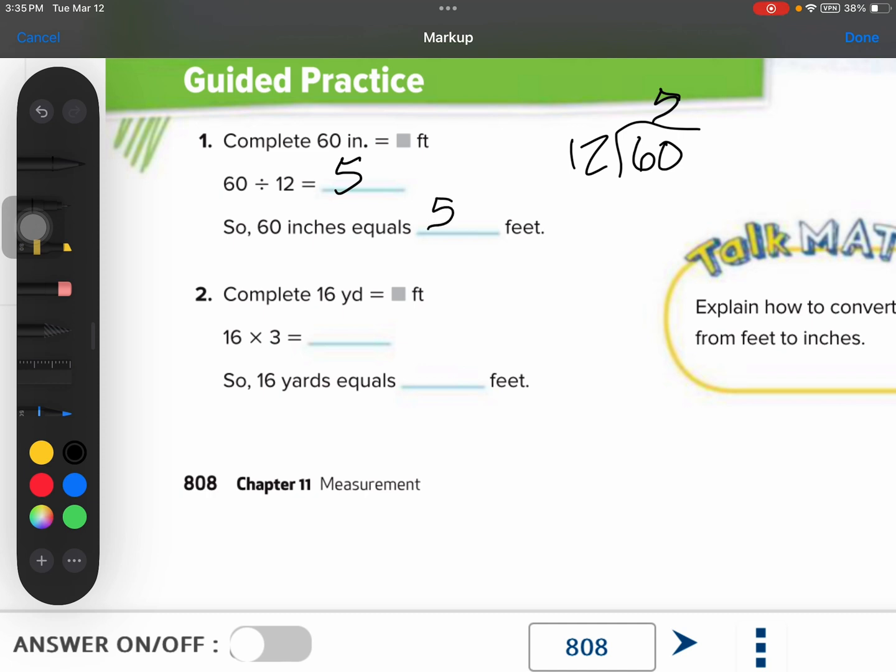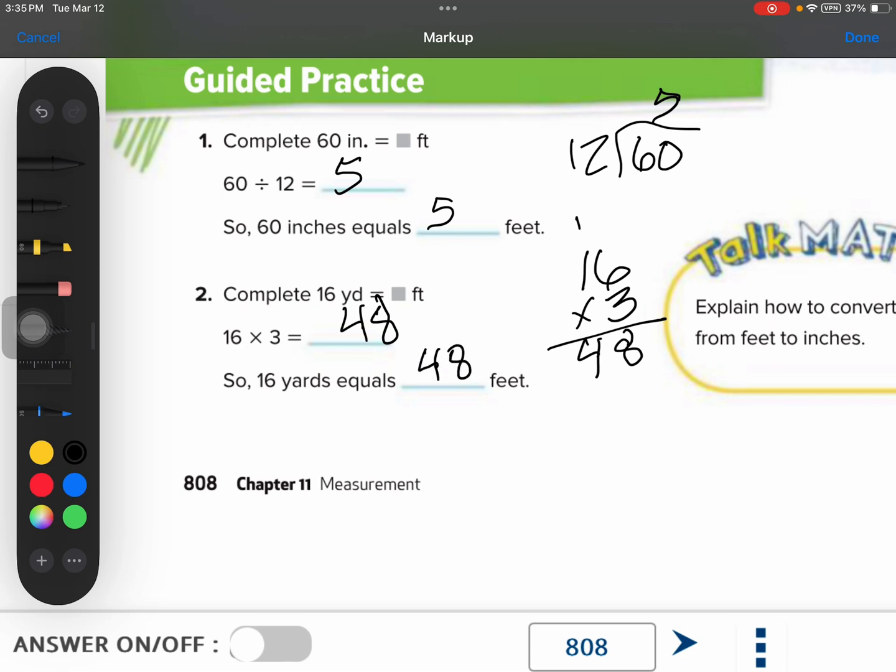Okay, number 2, we have 16 yards equals how many feet? Now, a yard is bigger than a foot. So we're going from horse to fly, so we multiply. 16 times 3. Okay, 3 times 6 is 18. 3 times 1 is 3, plus 1 is 4, 48. 16 times 3 is 48. So 16 yards equals 48 feet.